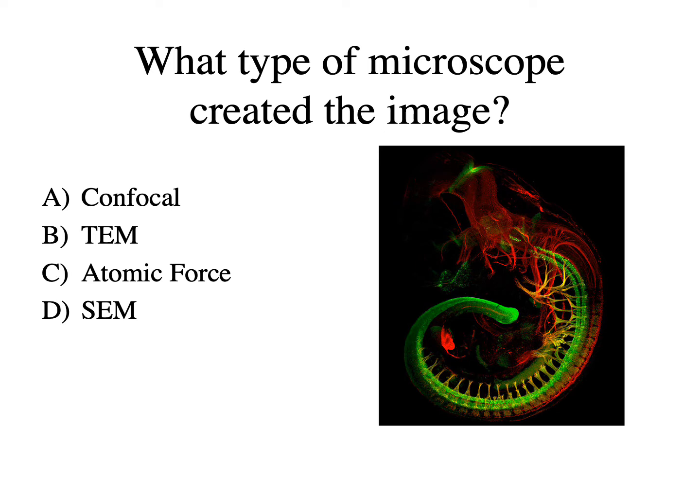And also B, this is not a slice. It is not black and white. So really, we can clearly rule out B, C, and D. So this would be A, confocal. And what you can tell from this is that it shows a 3D image. And we know that confocal microscopes can show a 2D or a 3D image. So this would be A.